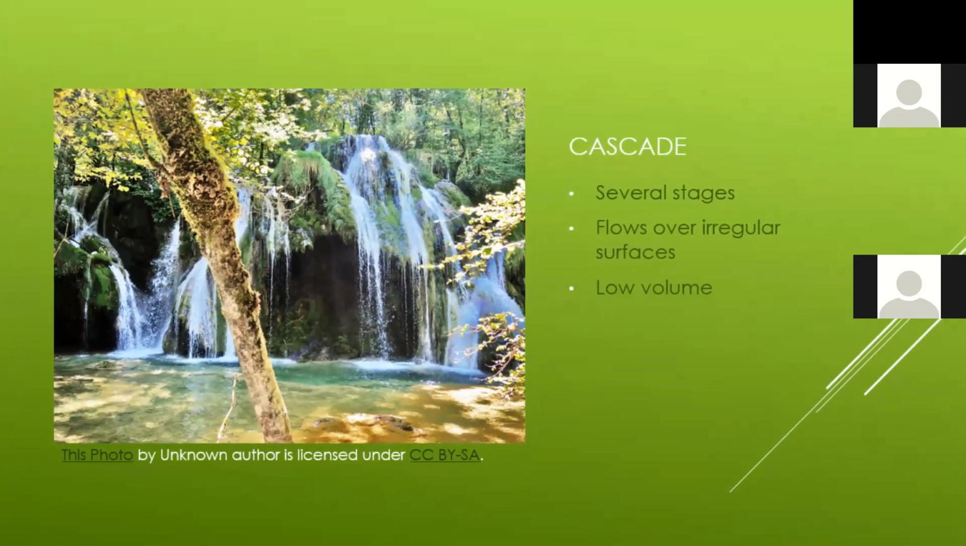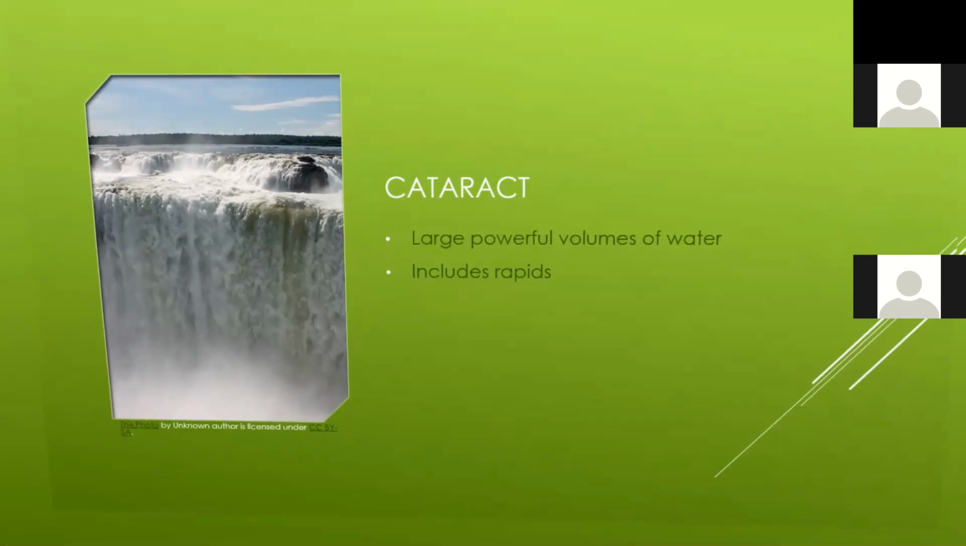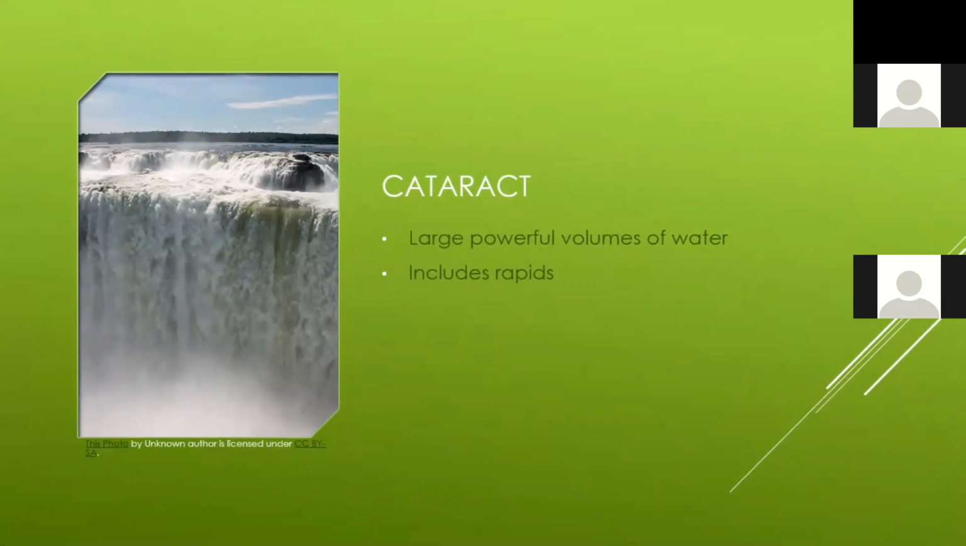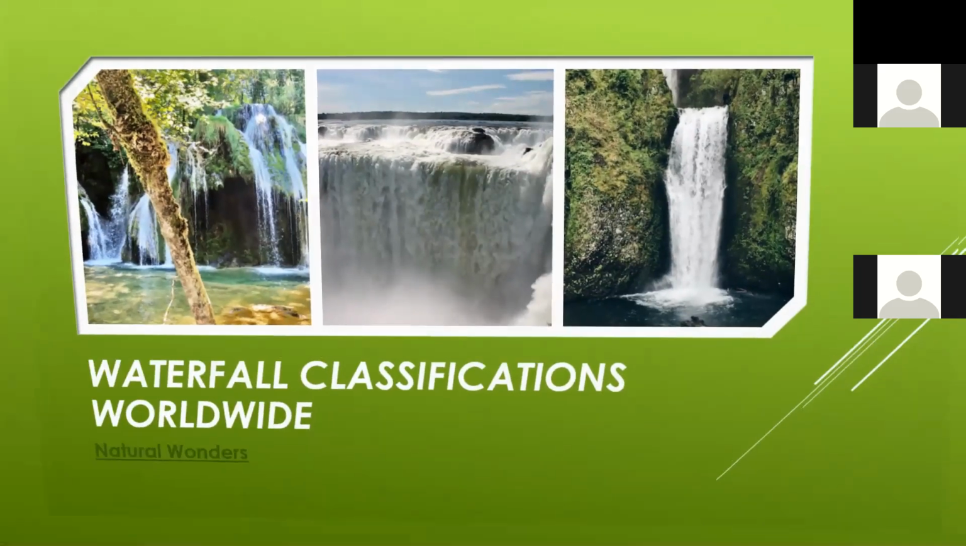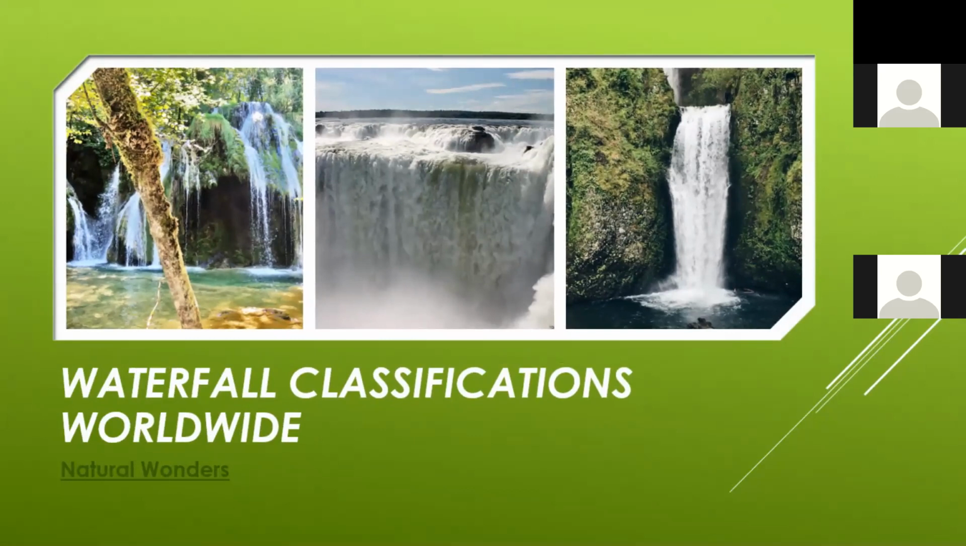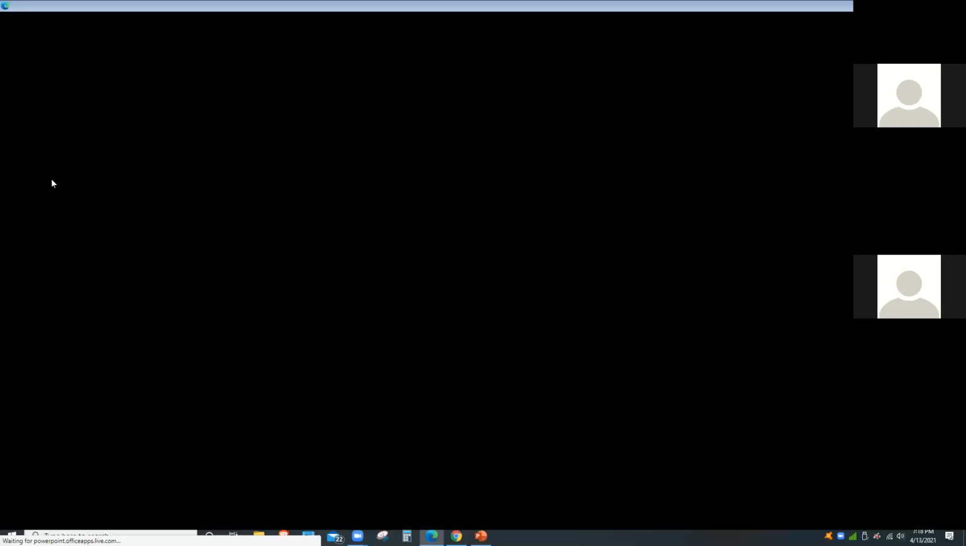See, that's not like drapes falling. Cascade, several stages, flows over irregular surfaces, low volume. And then I click again, next one. And that cataract, large, powerful volumes of water, includes rapids. That's the difference. And then I click one more time for the last slide. There is waterfall classification worldwide, natural wonders, and a beautiful collage. Click one more time to end it. One more time and back. Okay.